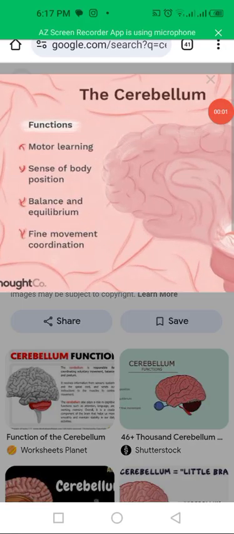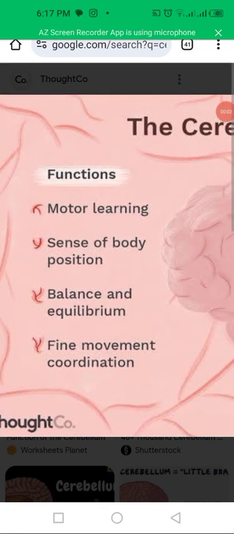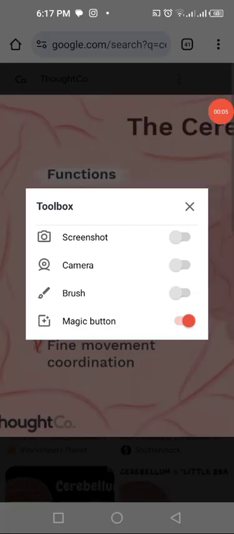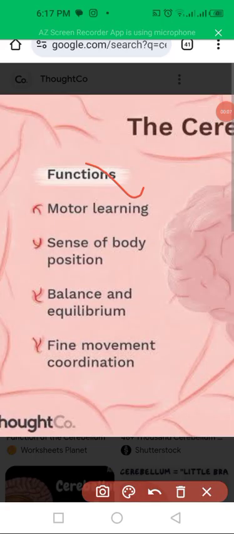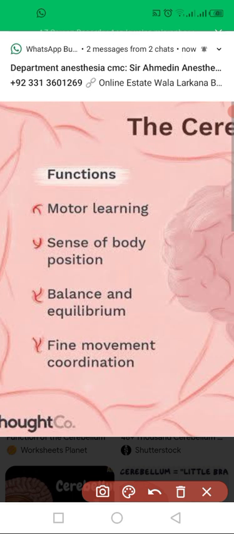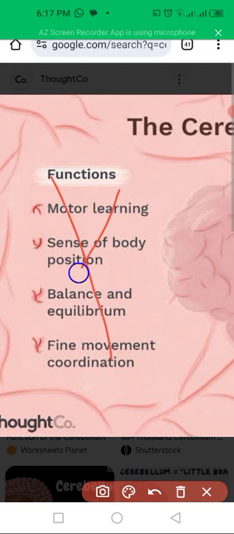Okay, so now we are going to look at the common functions of the cerebellum that are very important. It helps in motor learning, sense of body positioning, balance and equilibrium, and fine movement and coordination. Now, if the cerebellum is impaired, what findings will be present if there is a cerebellar lesion?